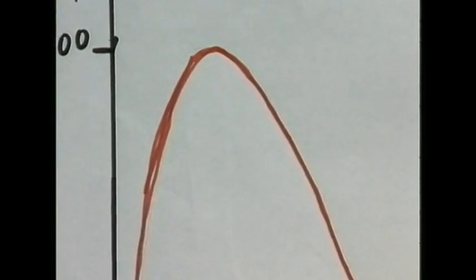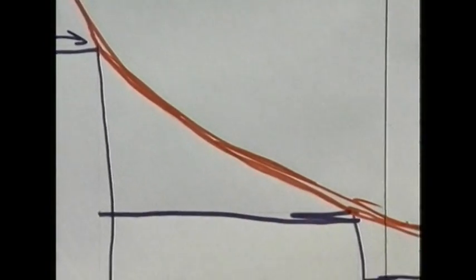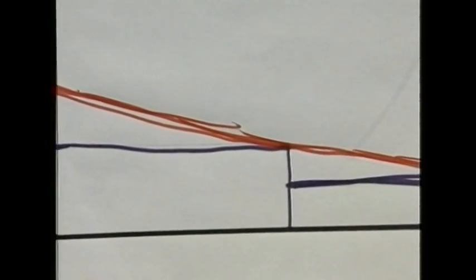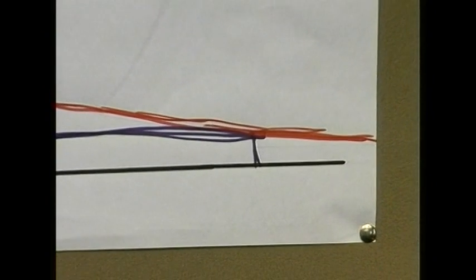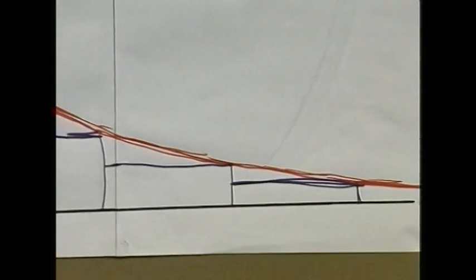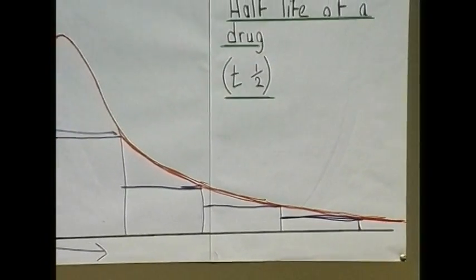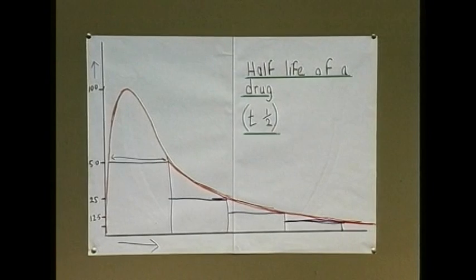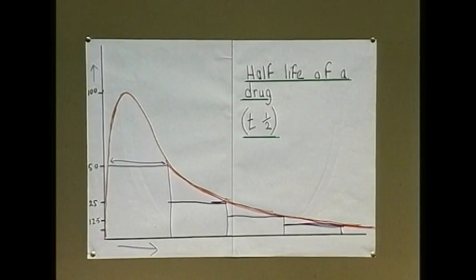So here we're looking at the red line, which describes the plasma concentration of the drug under consideration, demonstrating the principle of the half-life of the drug. So that's the concept of half-life of a drug.